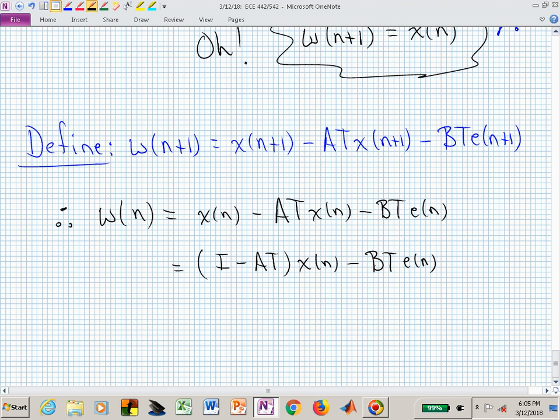I now have W of n equaling some function of x of n and E of n. So I have an equation containing W of n, and that's what I needed on the right-hand side of a W of n plus 1 expression. I also have x of n, and I have E of n.